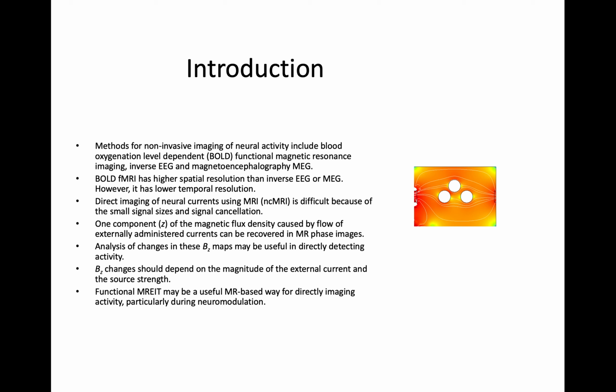Direct imaging of neural currents using MRI or NC-MRI may be difficult because of the small signal sizes, as well as signal cancellation that may be caused by multiple overlapping and differently oriented sources.